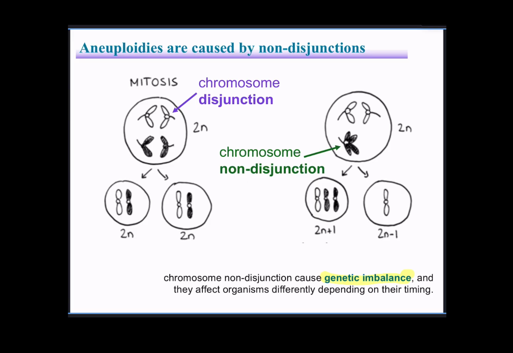Yes? Can this process also happen during meiosis? Meiosis, yeah, and we'll discuss it next. Yeah, this process can also happen during meiosis. So just hold on to that idea of the genetic imbalance.